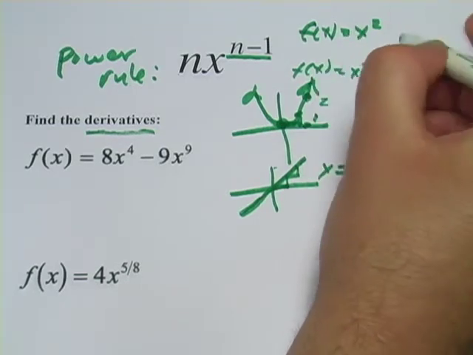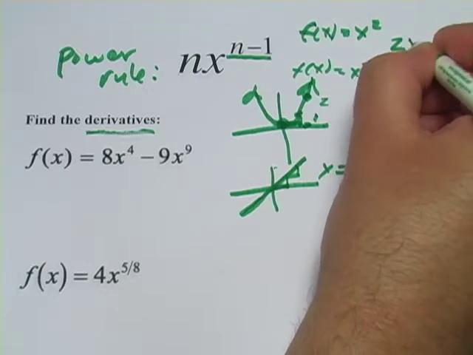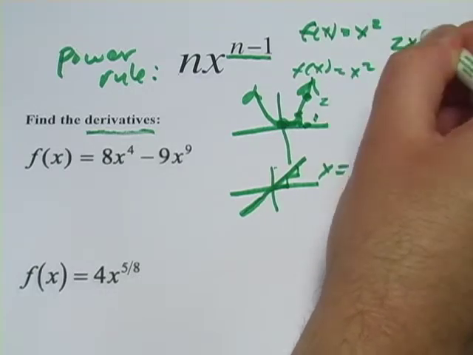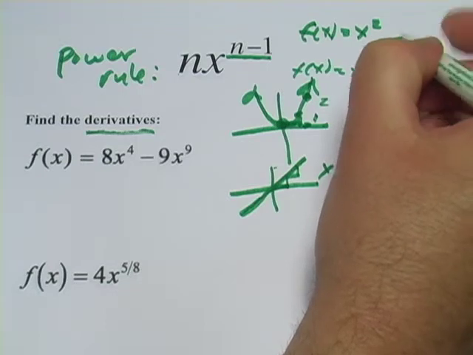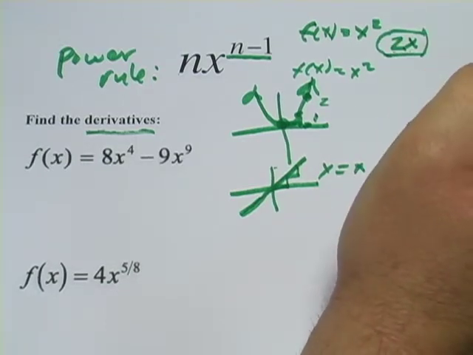as a constant, so I'd have 2. Then I'd take this x squared and subtract 1 from the power, so that would be x to the first, which we'd just write 2x. So the derivative would be 2x.